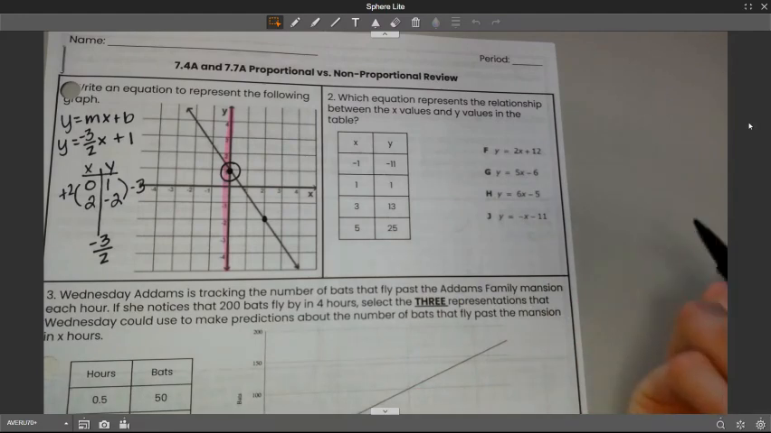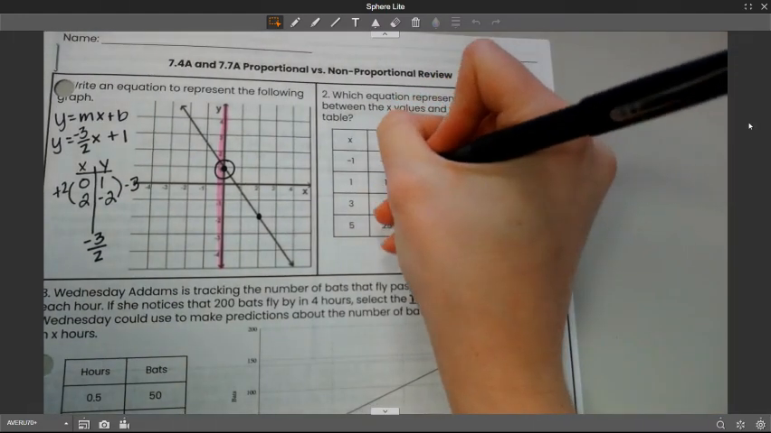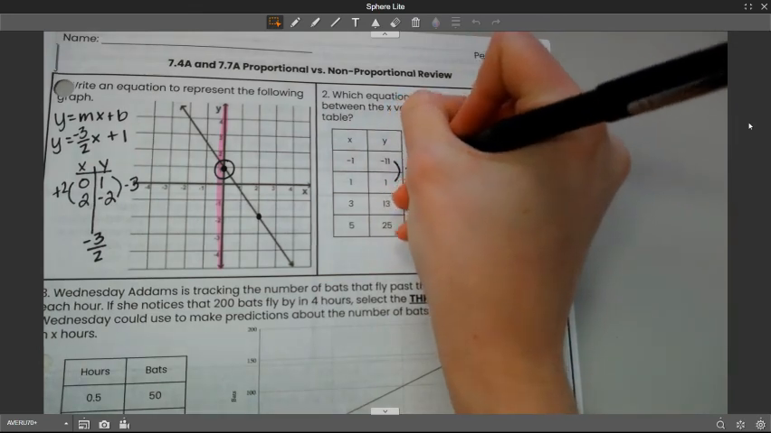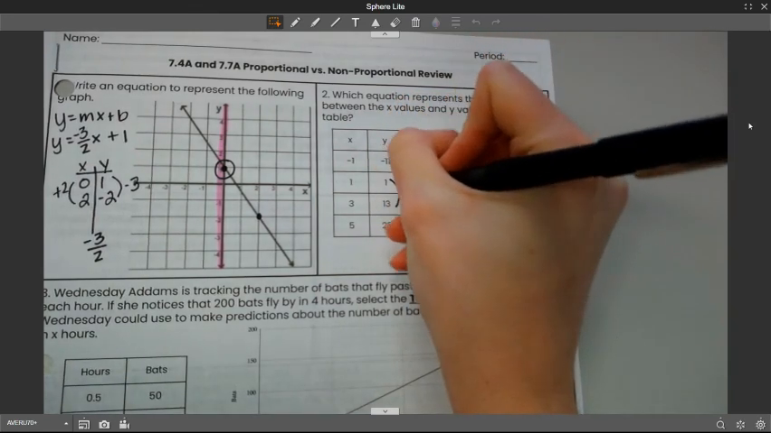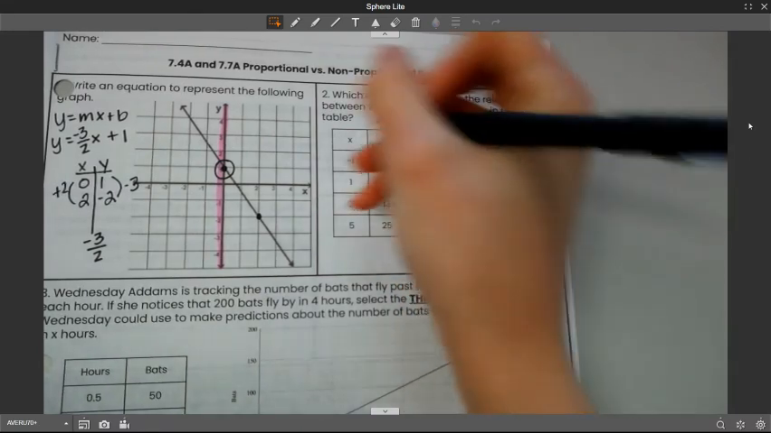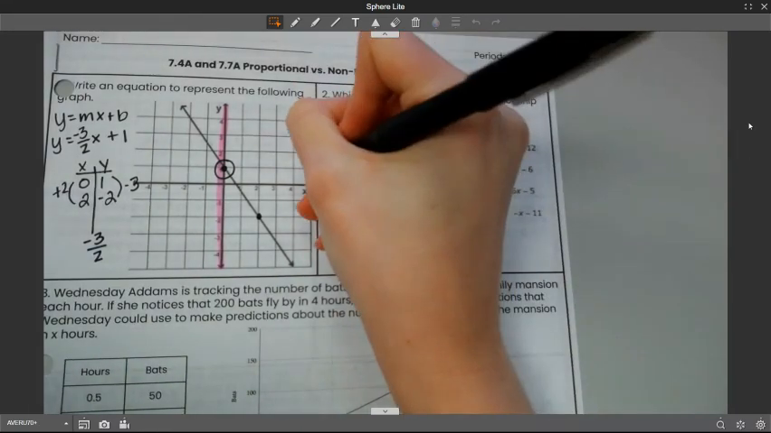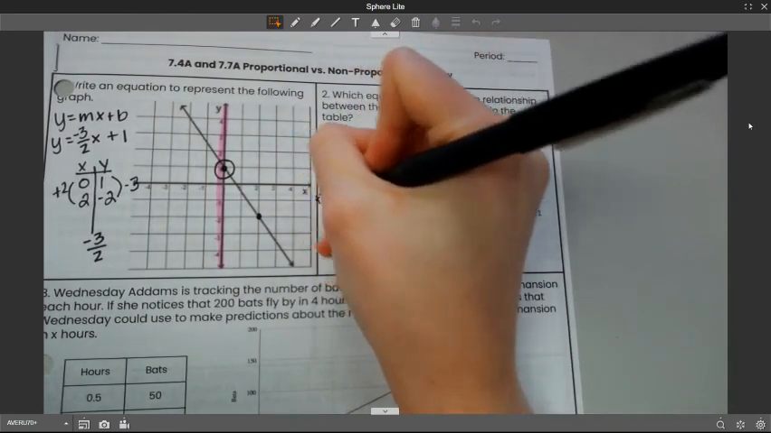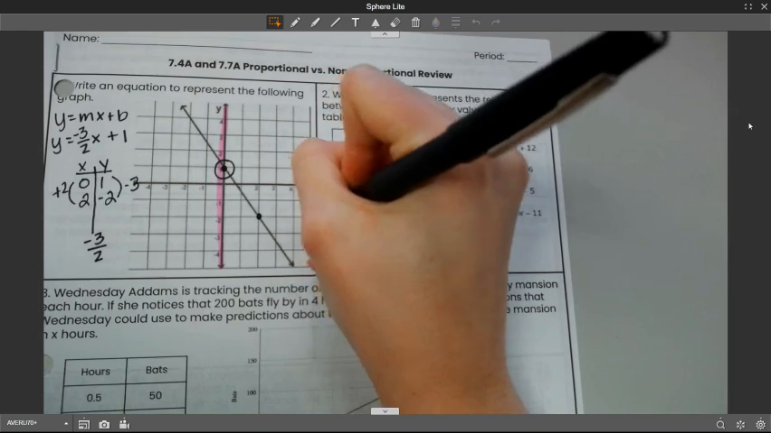So I'm going to need to find my change in y over change in x. To go from negative 11 to positive 1, that's plus 12. To go from 1 to 13 is plus 12, and 13 to 25 is plus 12. To go from negative 1 to positive 1, I add 2. Positive 1 to 3, I add 2. And 3 to 5, I add 2.